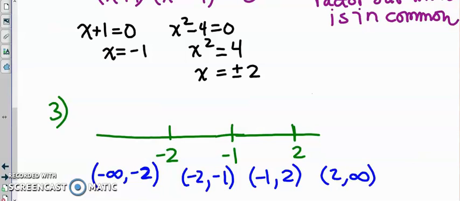So we have all these different sections here. So we have to try something for each one. And so with this, I'm going to try, for the first one, -3. For the second one, I'm going to try between -2 and -1. I'm going to try -1.5. Between -1 and 2, we're going to try 0. And then between 2 and positive infinity, we're going to try 3.